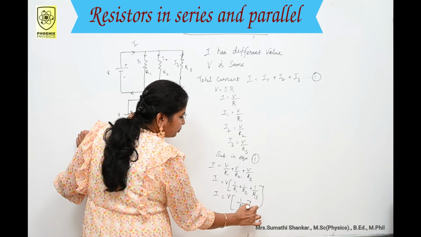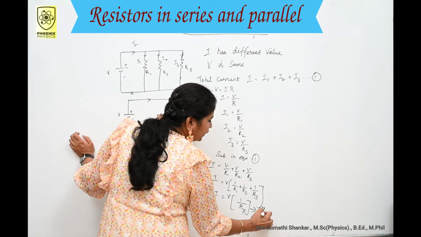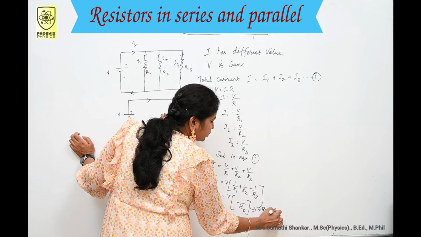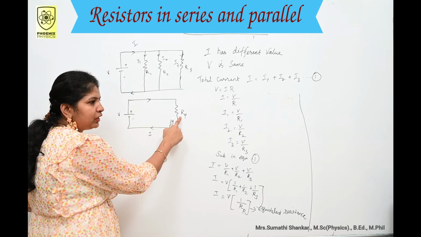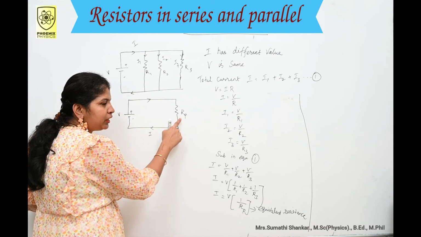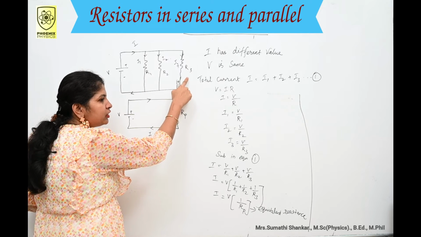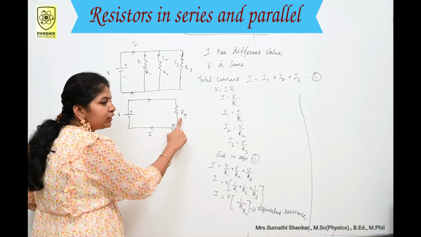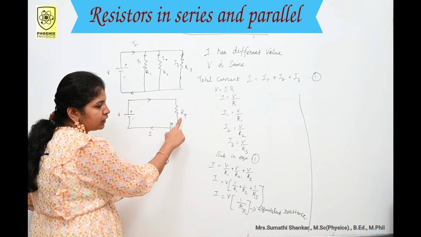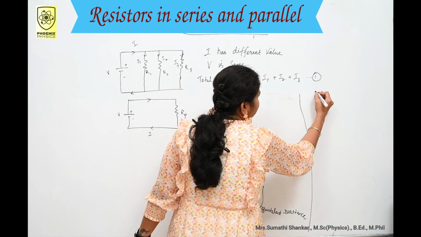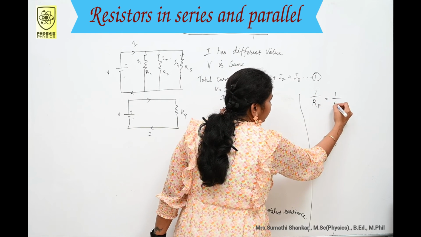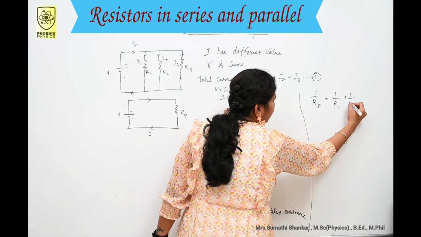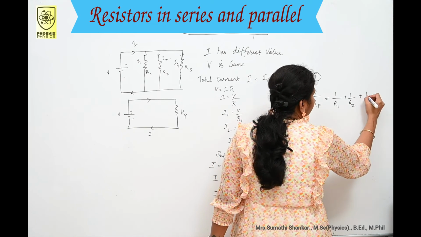What is this Rp? Rp is nothing but the equivalent resistance. How do you get this Rp? Just combine these 3 resistors, and you can get the equivalent resistance Rp. So Rp can be written as, that is 1 by Rp is equal to 1 by R1 plus 1 by R2 plus 1 by R3.